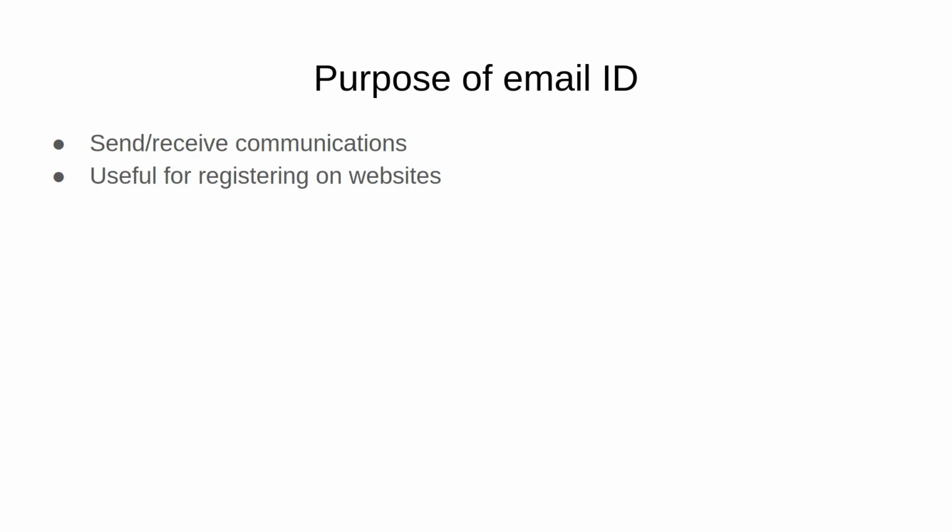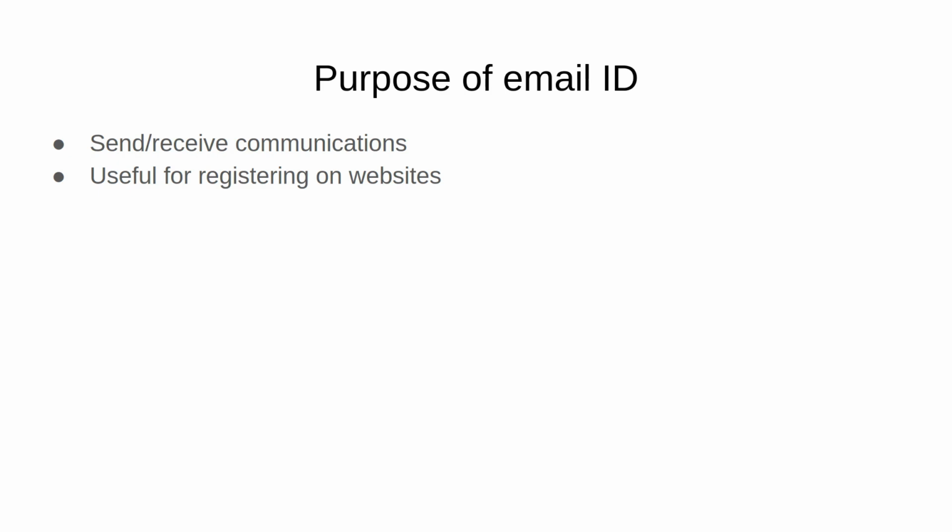So the first purpose of an email ID is to send messages to somebody and then also to receive messages to yourself. The second purpose of an email ID is to use it as your identity. So whenever you're registering on a website, you'll need your email ID, because many websites use your email ID as your identity. So they need to know who is using the account. So they use your email ID as a way of knowing who this account is tied to.